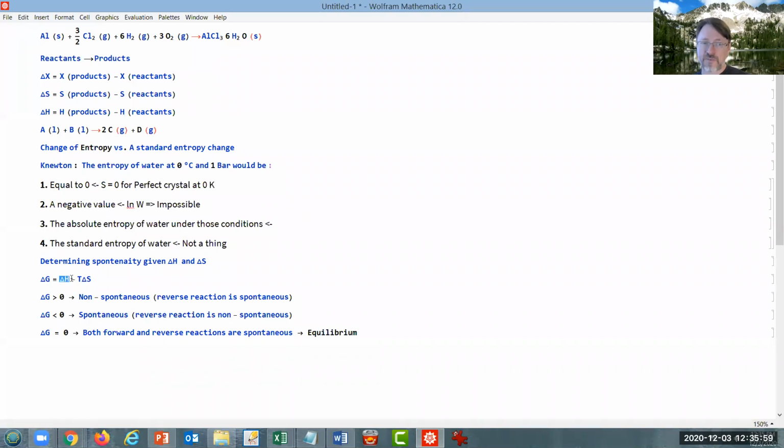If delta H is positive and delta S is positive, then at low temperature, where the entropy term is negligible, it's non-spontaneous. When temperature gets big, this term will get bigger than this one in magnitude, and the overall delta G will become negative, and we end up with a spontaneous reaction at high temperatures. And the reverse would mean that it's spontaneous at low temperatures and not at high temperatures. All of that you can figure out by remembering these 4 fundamental facts.